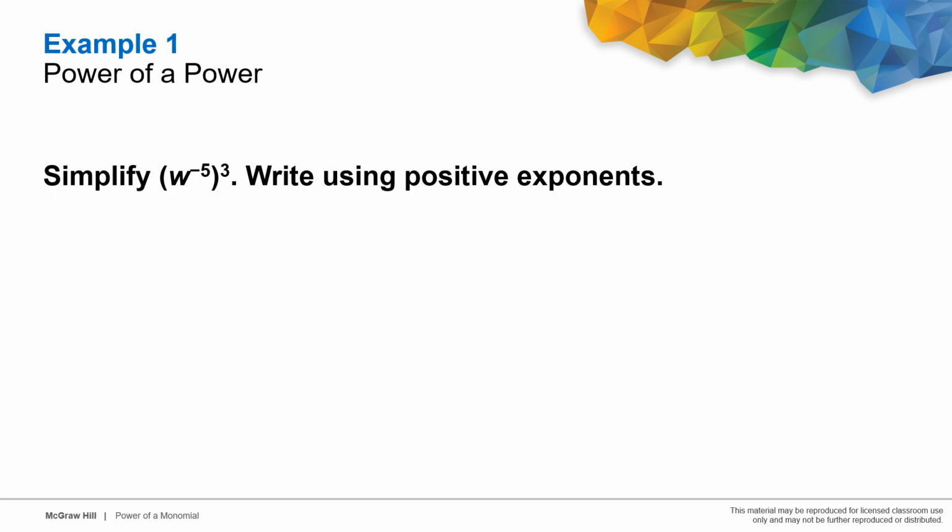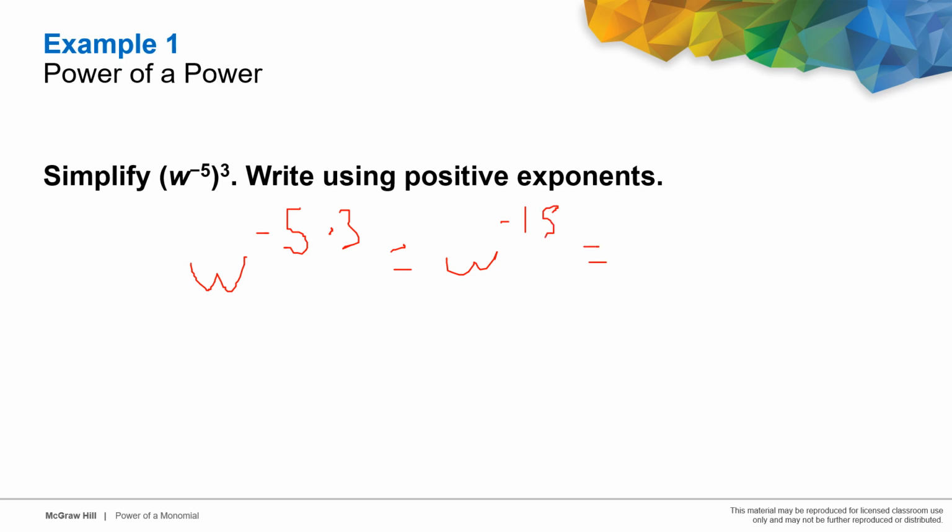All right. So best way to learn is by doing. So the rest of the notes are going to be examples. Let's just get straight into this one. We have w to the negative 5, all raised to the third power. So what we really have is w to the negative fifth power times 3. This will give us w to the negative 15 because 5 times 3 is 15.